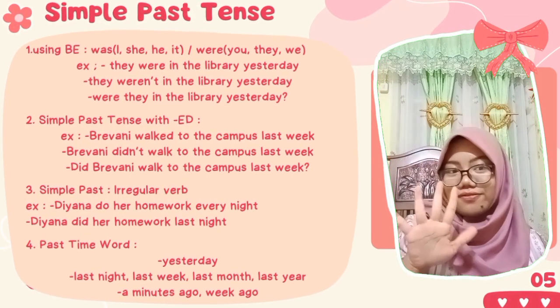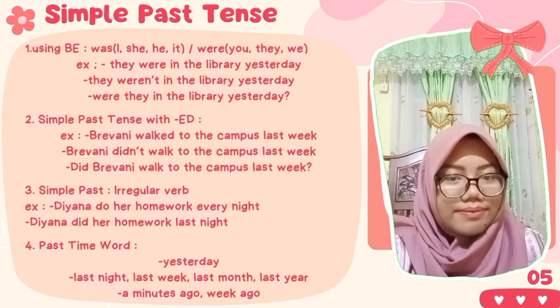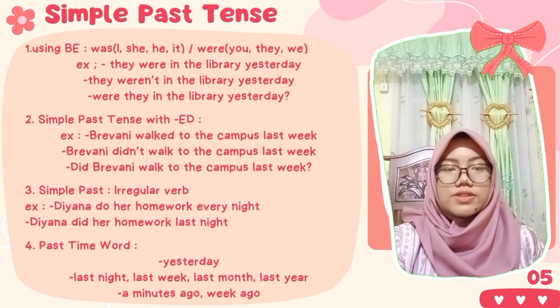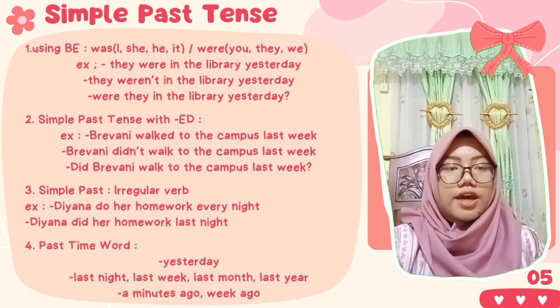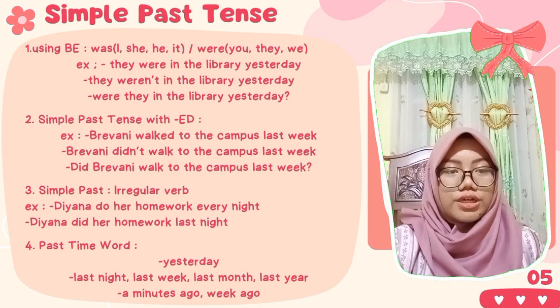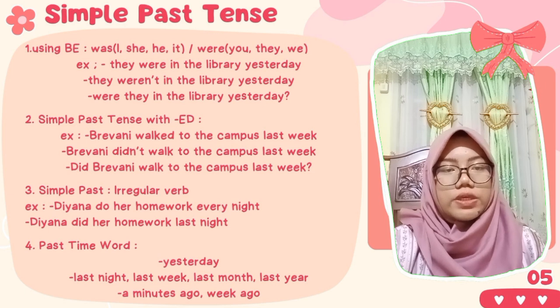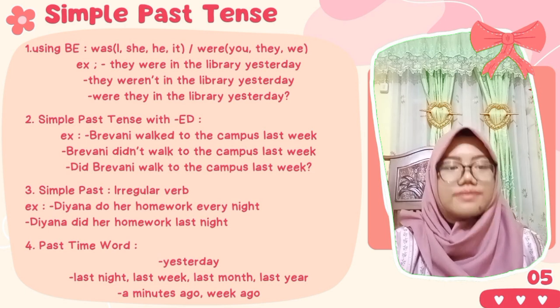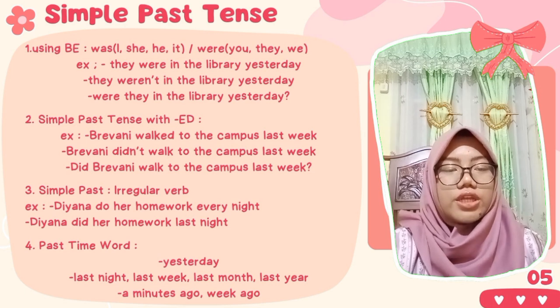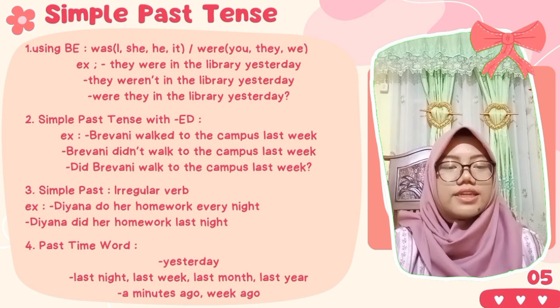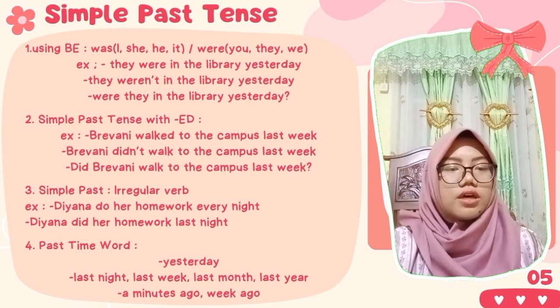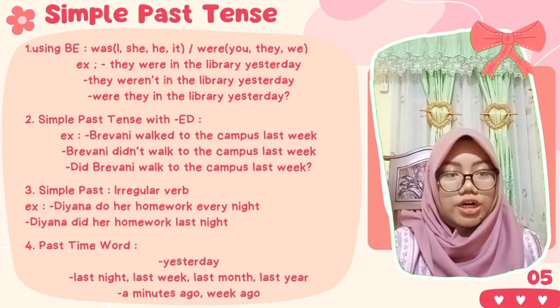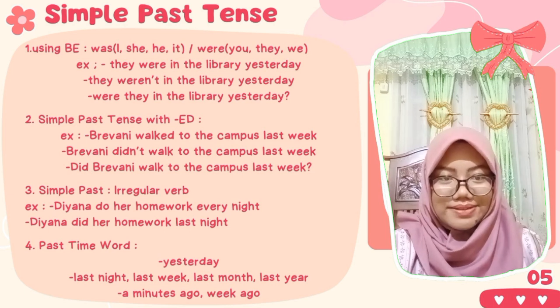And chapter 5 is about simple past tense. In using be, like was or were, we can say they are in the library. Were is for the plural, like you, they, we, and was is for I, she, he, it. So they were in the library, because plural. And the negative form is like they were not in the library or they weren't in the library yesterday. And the interrogative form is like, were they in the library yesterday?